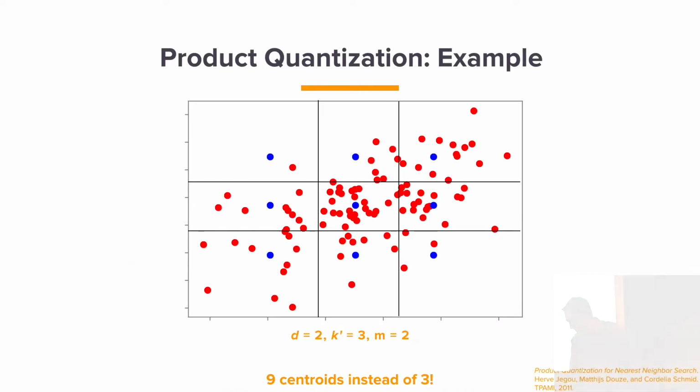So let's look at this. We just pick k and we pick m. Here's a toy example. This is a data set where d is 2, k prime is 3. Each dimensionality is going to get 3. M is 2, which means I'm basically doing this on both axes. I get this interesting grid structure, right?